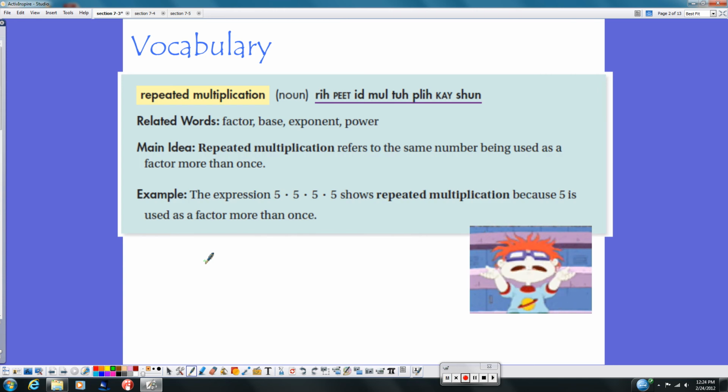Our vocabulary word for today is repeated multiplication. Repeated multiplication refers to the same number being used as a factor more than once. For example, the expression 5 times 5 times 5 times 5 shows repeated multiplication because the 5 is used as a factor more than once.